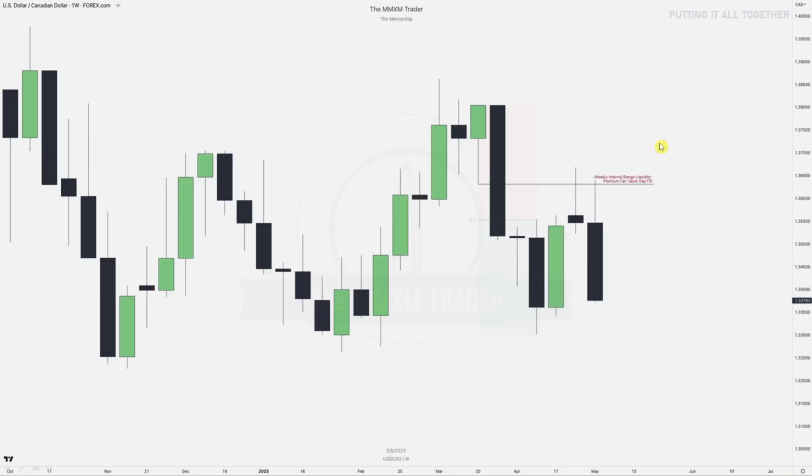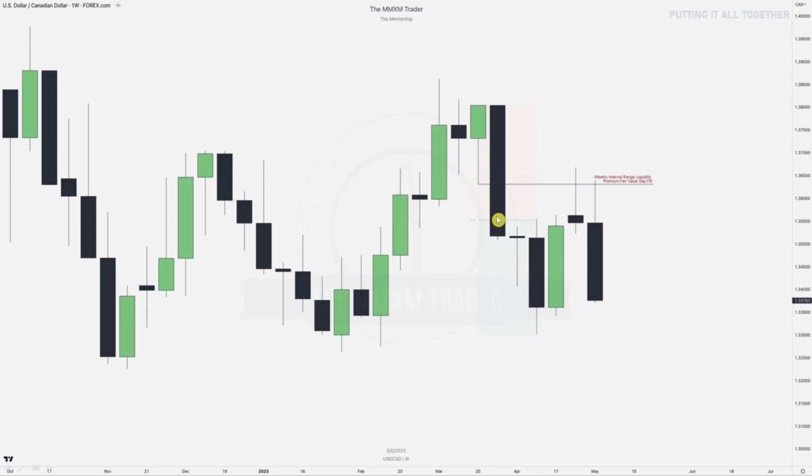Right, so over here we've got a US dollar, Canadian dollar weekly chart, right? As always, we start off with that long-term perspective, right? We go from long-term to intermediate term to short-term to frame our bias and setup. So with this long-term perspective, what did we do? We have this premium high into this discount low.